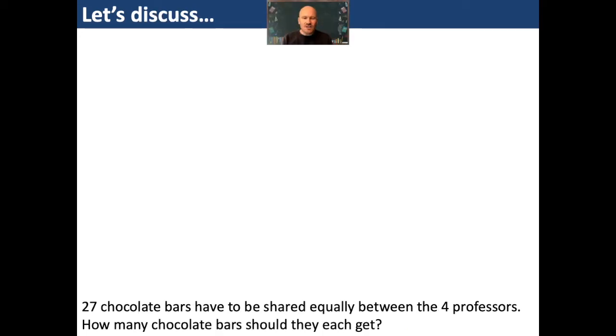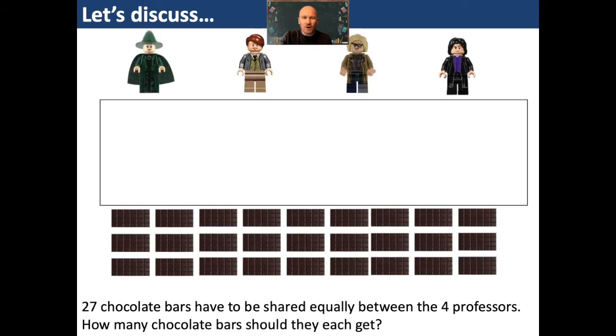27 chocolate bars have to be shared equally between the 4 professors. How many chocolate bars should they each get? Now to begin with, I'm going to start with my whole amount, which is my 27 chocolate bars, and I'm going to draw the bar to represent that whole amount. I know I've got 4 professors, so I'm going to split that bar into 4 parts.